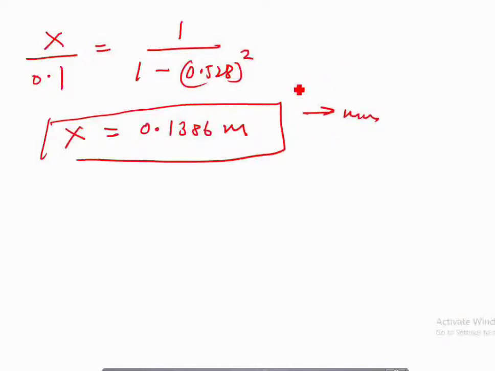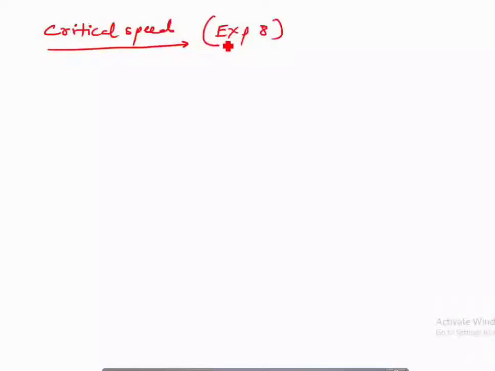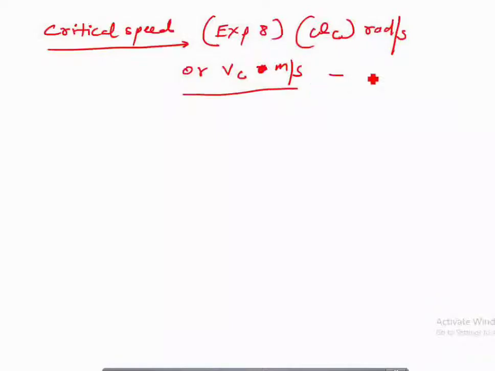Now, a very important point. They have asked you to find out the critical speed. So let us understand what critical speed is. In experiment number 8, I have helped you to understand the theory of the critical speed, which is denoted by omega c in radian per second, or Vc in meter per second. So this speed is nothing but the critical speed. Again, the details of critical speed as well as the derivation we will understand in module number 6. Here I will just explain how to calculate the critical speed.